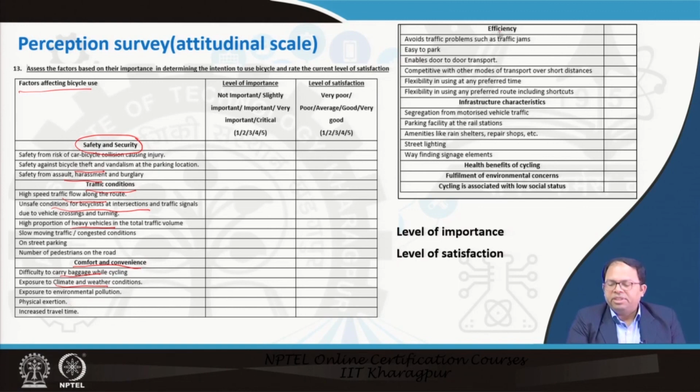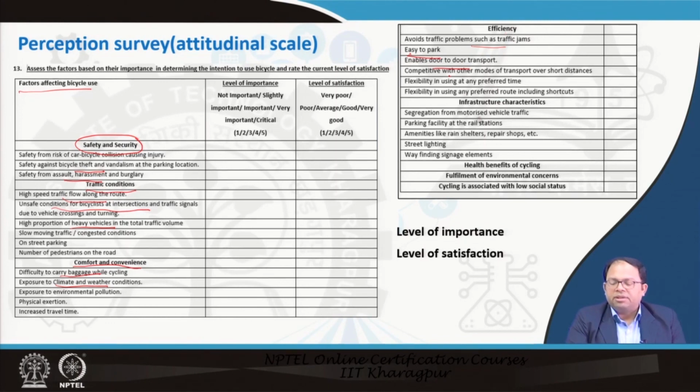Similarly, we have efficiency, where we can talk about whether it is easy to park the bicycle and whether it enables door-to-door transport. The cycle actually allows you to start from your home. Then it is competitive, and there is flexibility of its usage, with no traffic jams and other problems. So these are certain things which were put in efficiency.